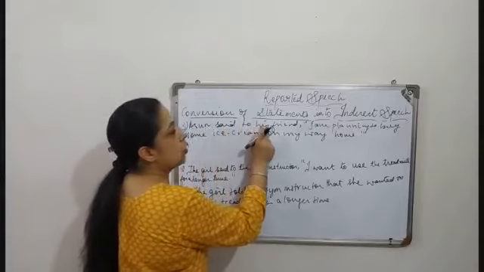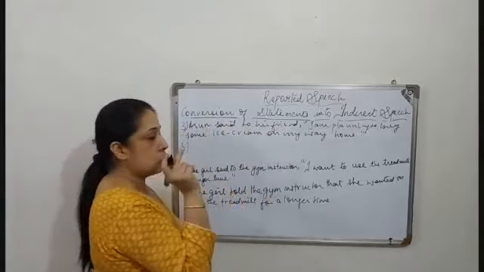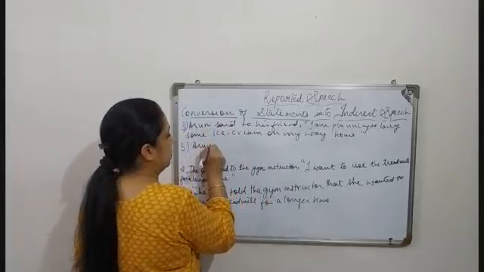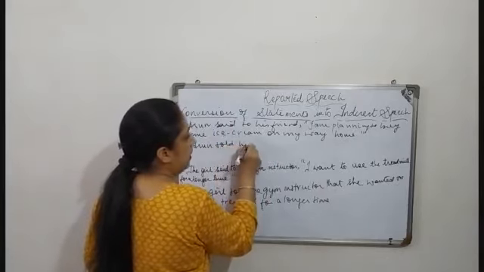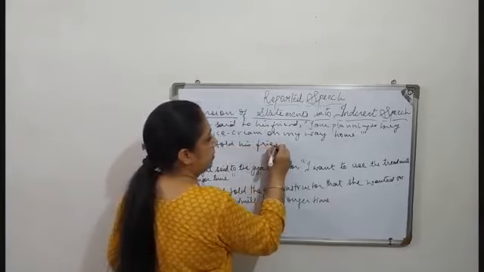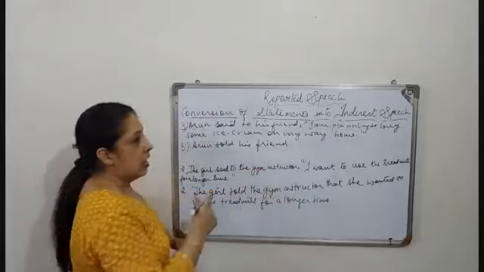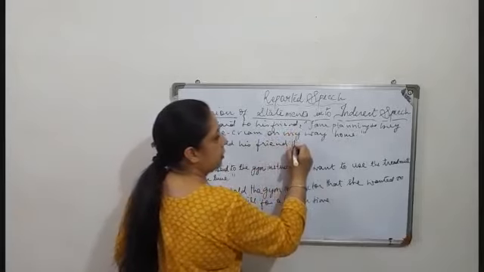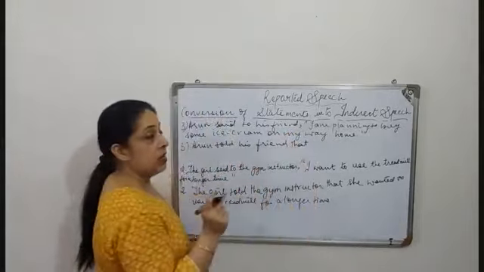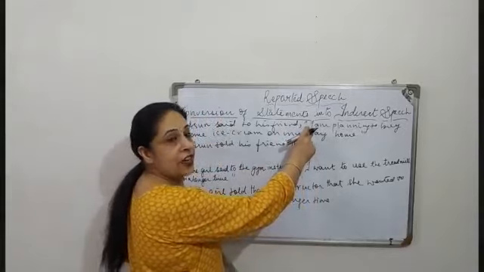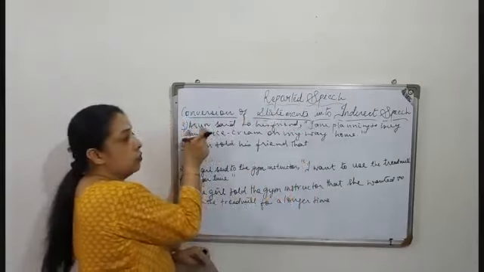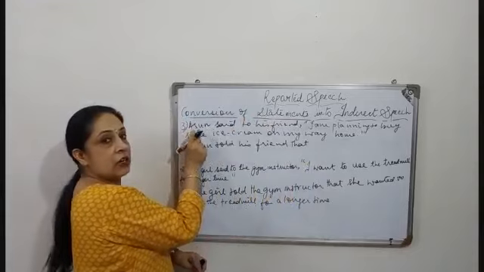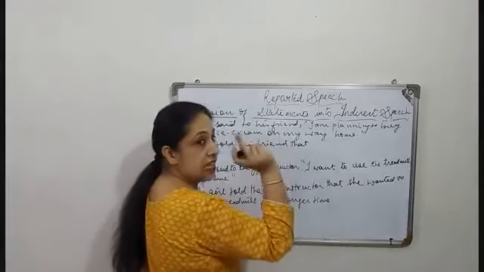Arun said to his friend. Said to becomes told. So Arun told his friend. Now the inverted comma, comma and inverted comma are replaced by that. Now here we have the first person. So whenever there is a first person here, we have to see the subject. Subject is Arun. Arun is a boy, so here comes he.